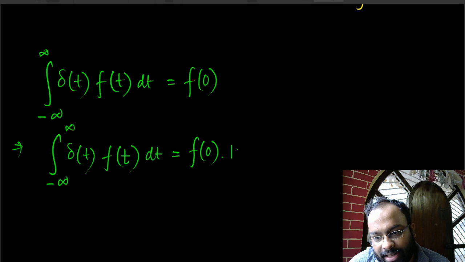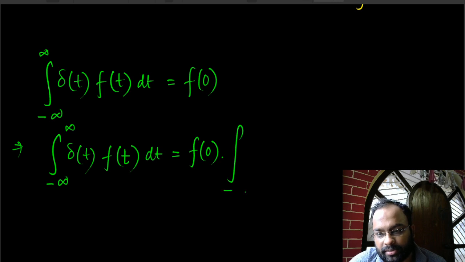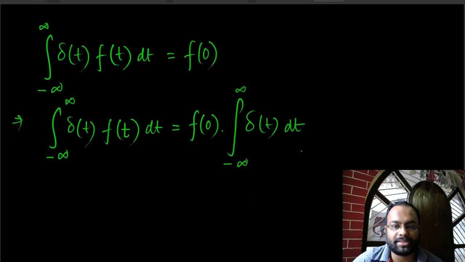So I can treat this as this into 1, right? Of course, f0 into 1, that's fine, right? No problem with that. But what is this 1? This 1 is this integration, right? The area under the impulse is equal to 1, that is what it says. But what is f0? f0 is a constant, right?